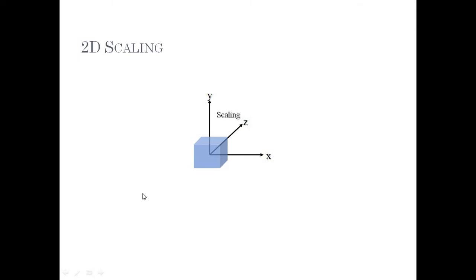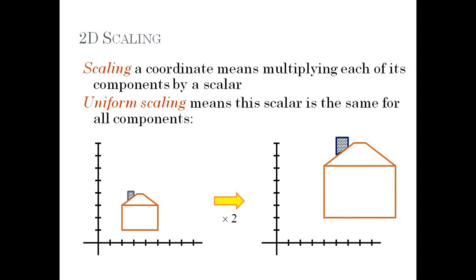This time we will be talking about two-dimensional scaling. 2D scaling. Scaling a coordinate means multiplying each of its components by a scalar. So we will have a scalar. There are two kinds of scaling. One is uniform scaling and the other is non-uniform scaling.